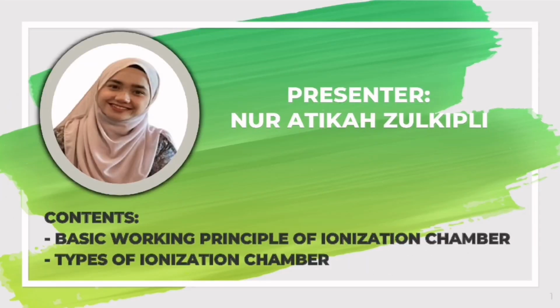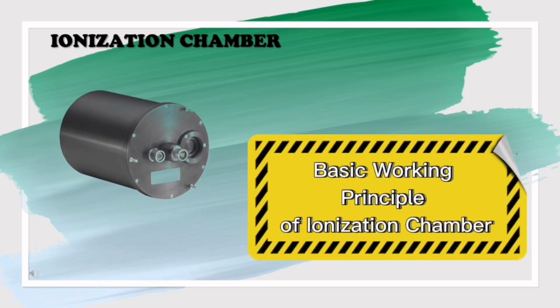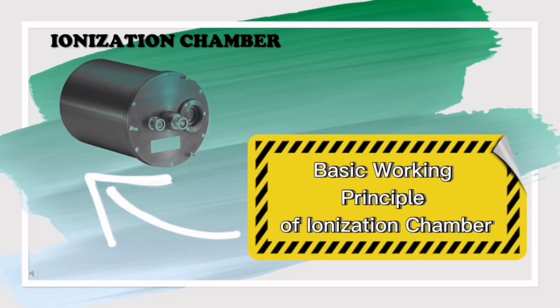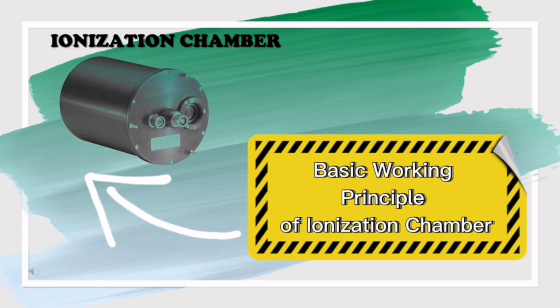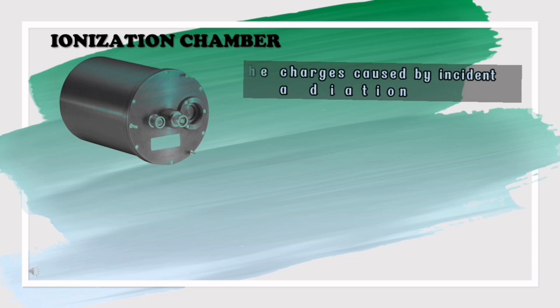Hi, my name is Atika. Now I will continue with the next part, which is the basic working principle of the ionization chamber. Before proceeding, I would like to summarize a bit about the principle of an ionization chamber. An ionization chamber measures the charge from the number of ion pairs created within a gas caused by incident radiation.